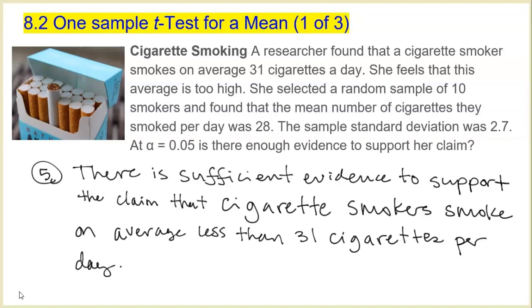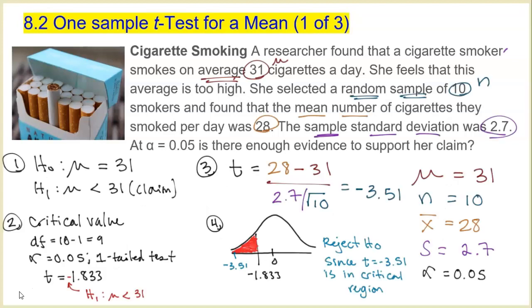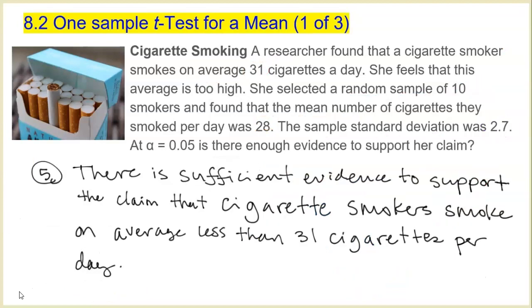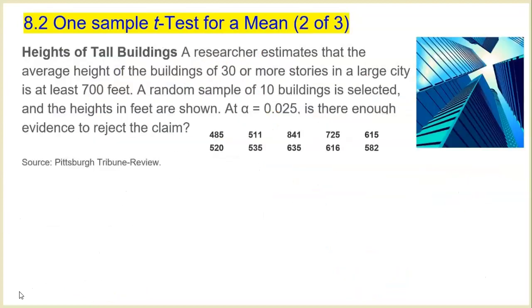And also we have to make sure we get the claim right. So the claim is generally always the alternative hypothesis unless otherwise stated in the problem. So we'll look at an example of that coming up. All right, so let's look at another example.